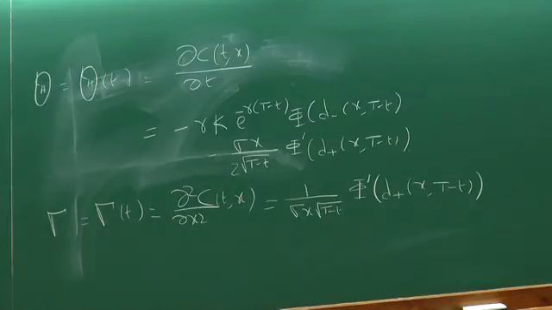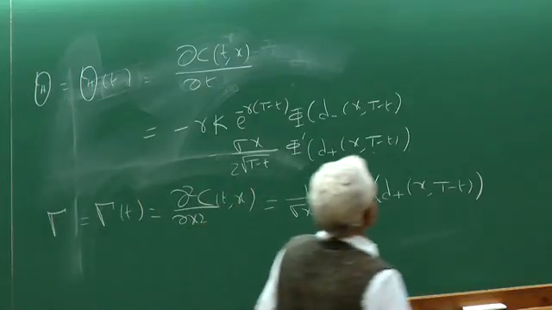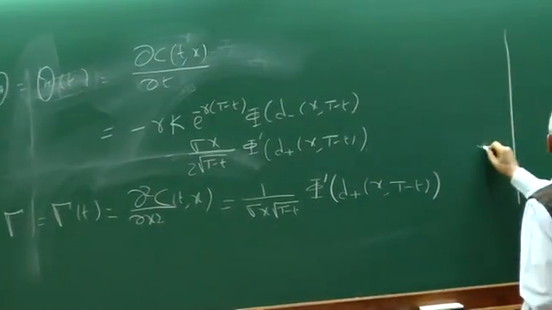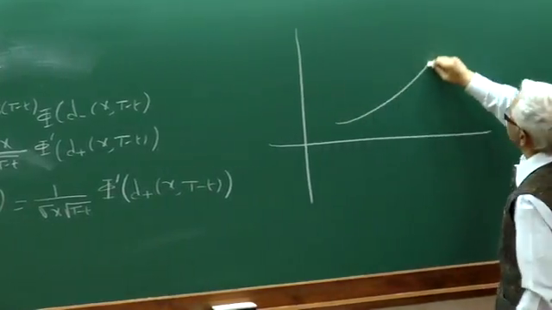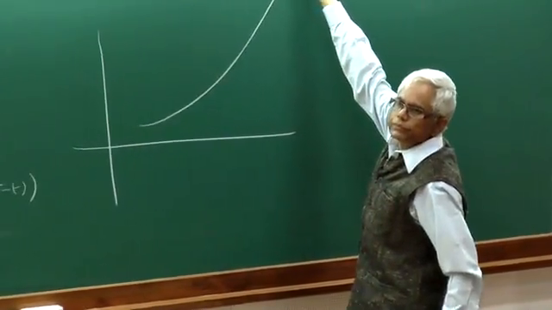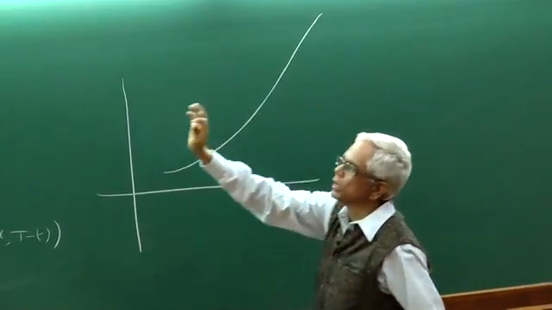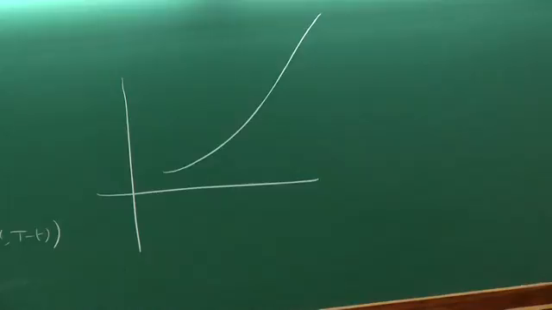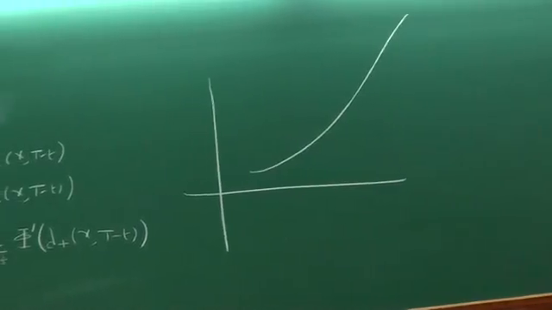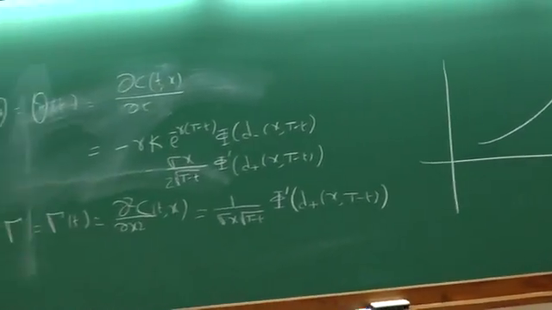The graph would be like this. Typically the graph would be, as x increases for a fixed t. You can't draw the graph of C(t, x), right? There are two variables. If you fix time t and you want to draw a graph, the graph will typically look like this. It's convex because gamma is positive.